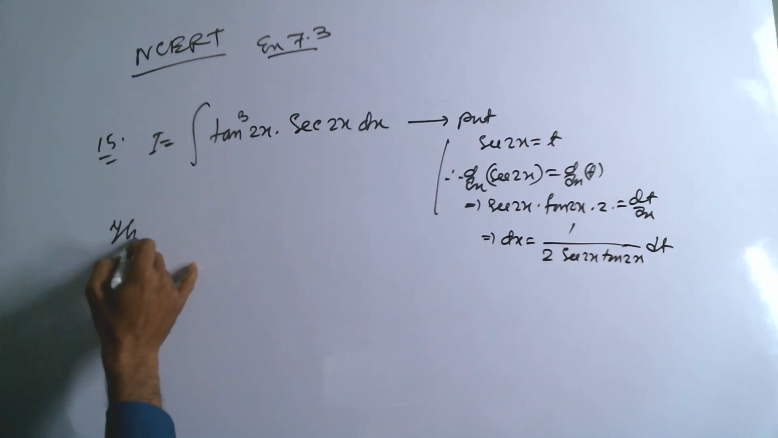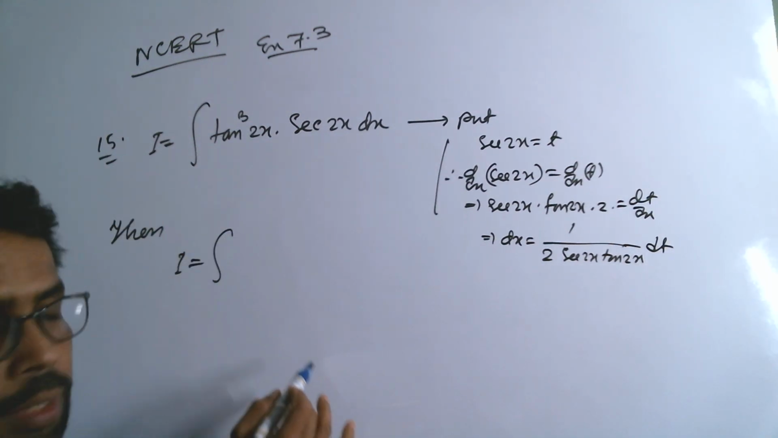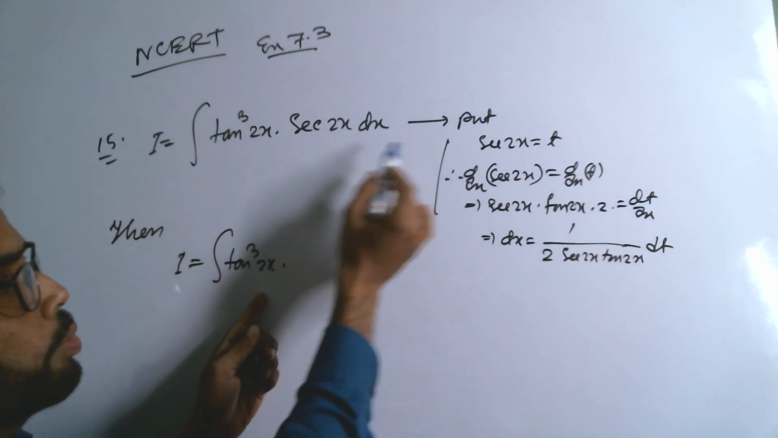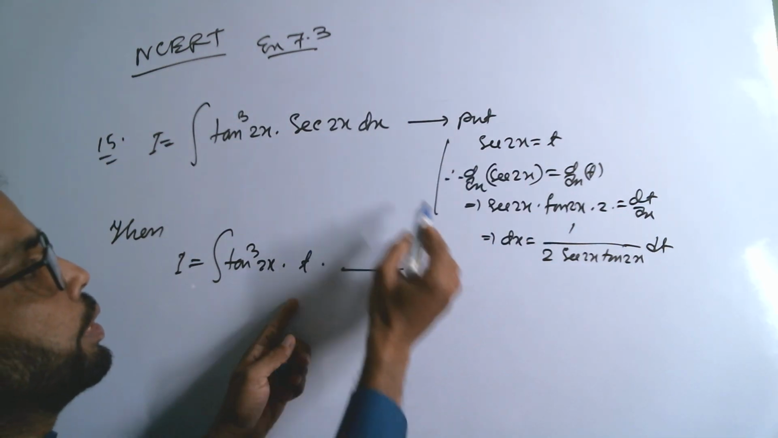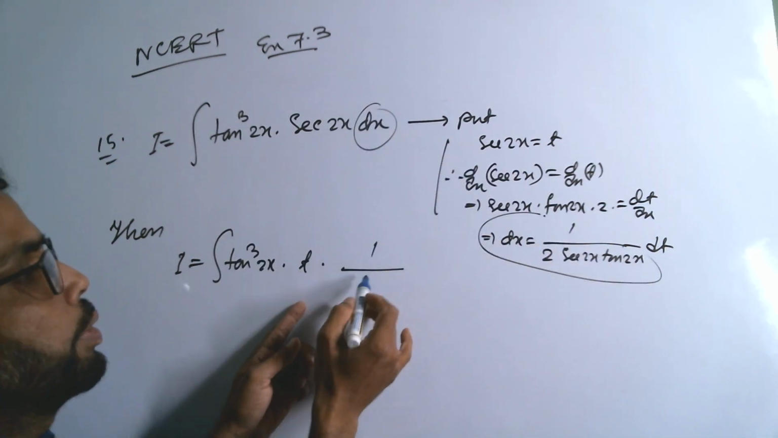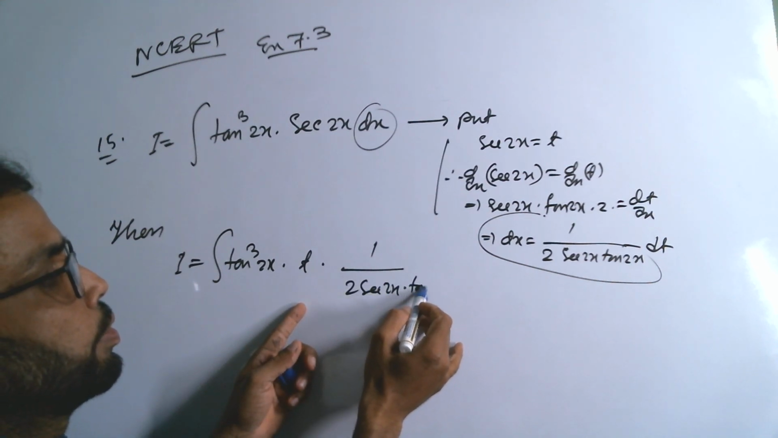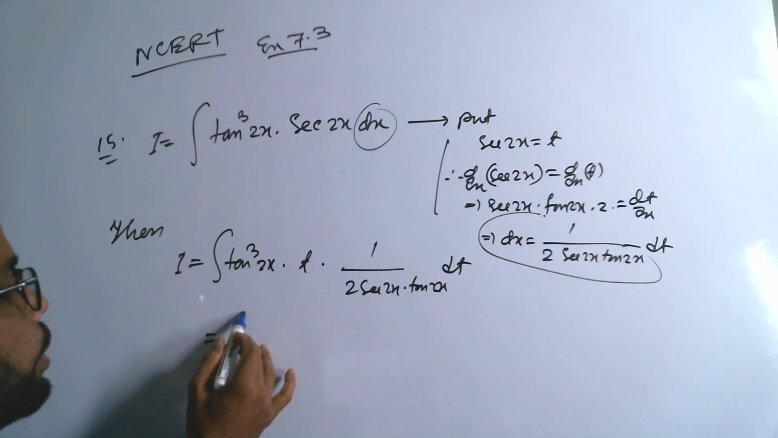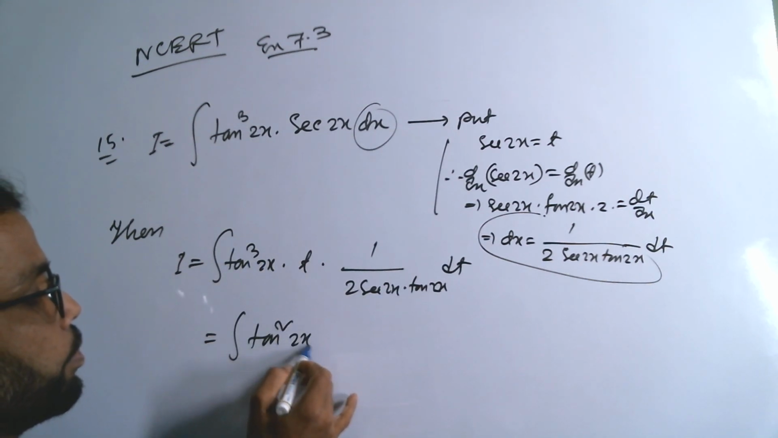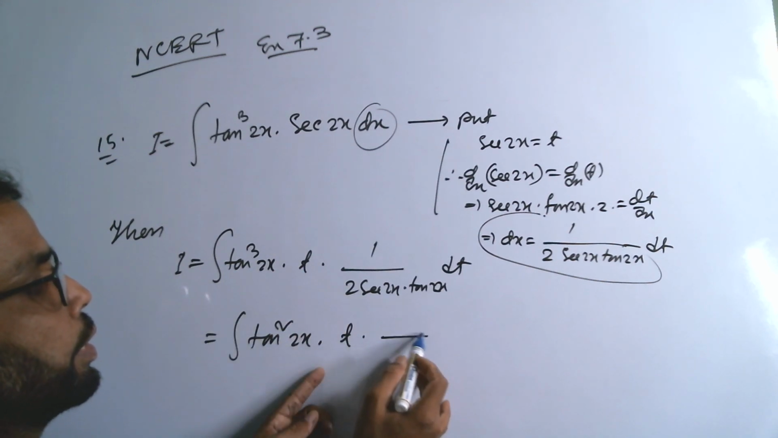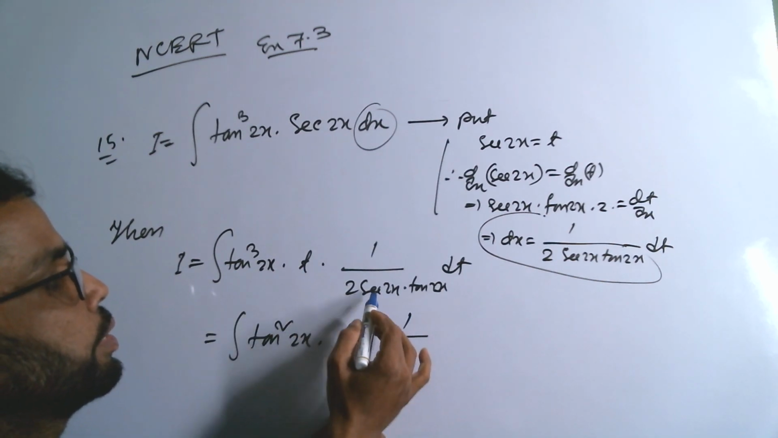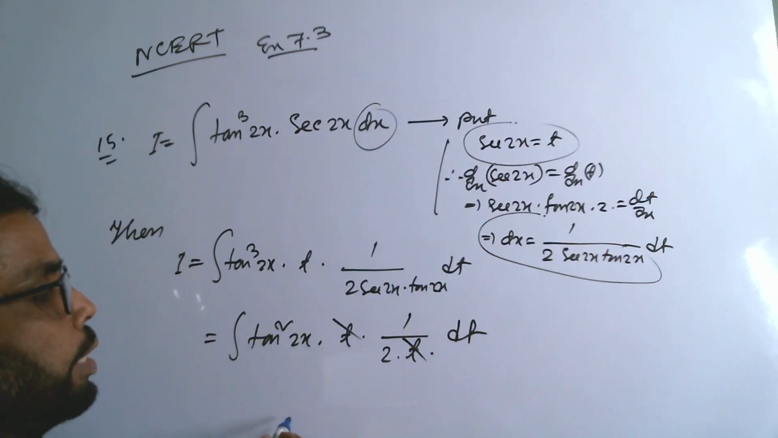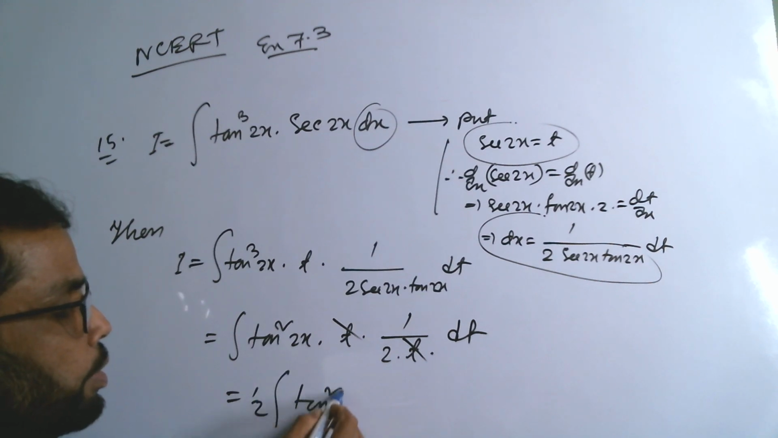Then the integration is changing. Tan cube 2x remains the same, sec 2x we have taken as t, and dx is converted here: dx is 1 by 2 sec 2x into tan 2x into dt. Now tan cube and one tan will get cancelled, remaining tan square 2x into t, and sec 2x we have taken as t again, so we put t into dt, and this t is getting cancelled, remaining only 1 by 2 tan square 2x.